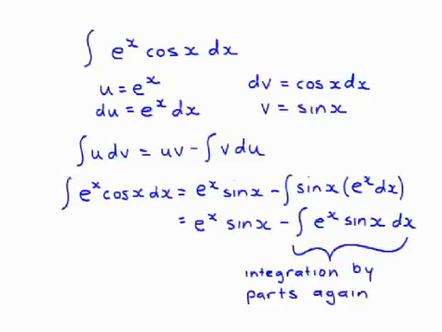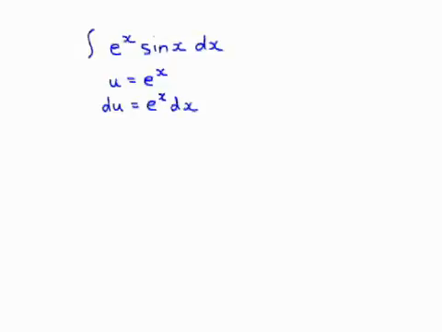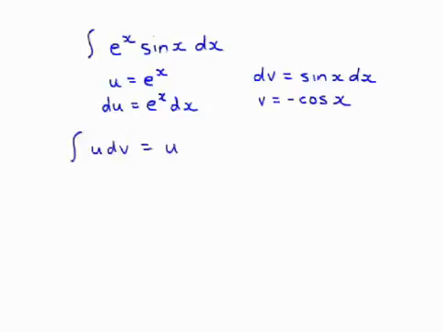So now I'm going to evaluate that integral, the integral of e to the x sine x dx. Again, I'm using integration by parts. I'm letting u equal e to the x. Its differential du is going to be equal to e to the x dx. I'm going to set dv equal to sine of x dx. So v is going to equal negative cosine of x. State my formula again for integration by parts.